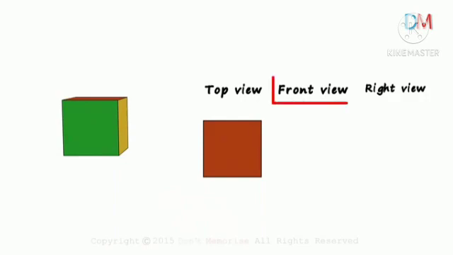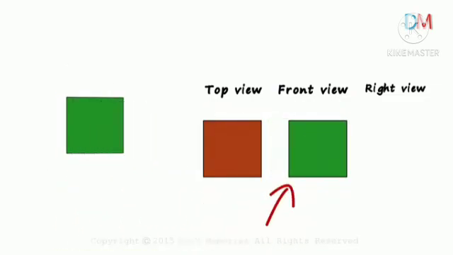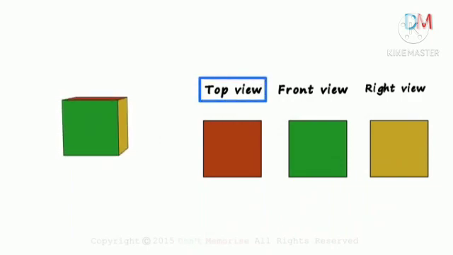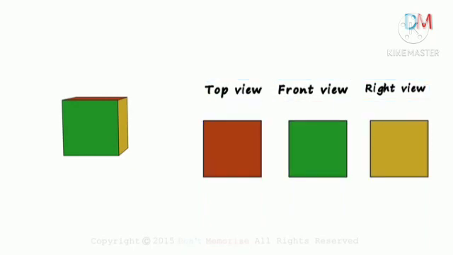Okay, let's come back to the original position. How would the cube look if we view it from the front? We would see just the front face, which is also a square. The front view is also a square. And how would it look if we view it from this side? A square again. Whether we look at it from the top view or the front view or the right view of the cube, we will always see a square. So this involves a bit of imagination, and we should try this out with different figures.